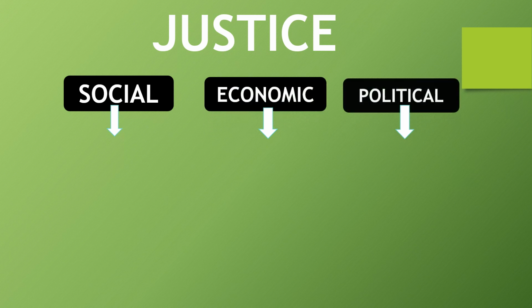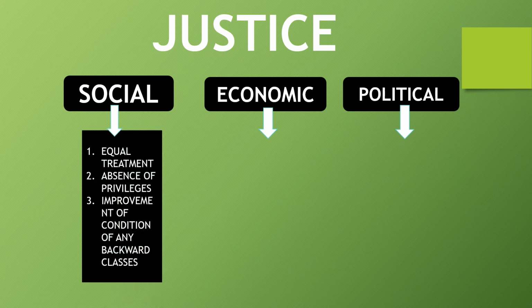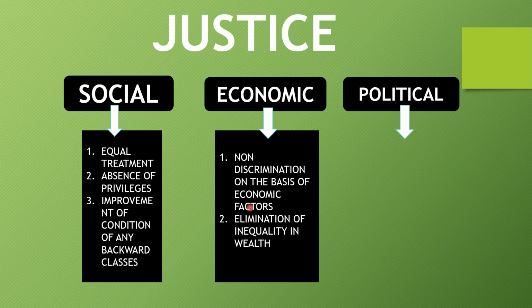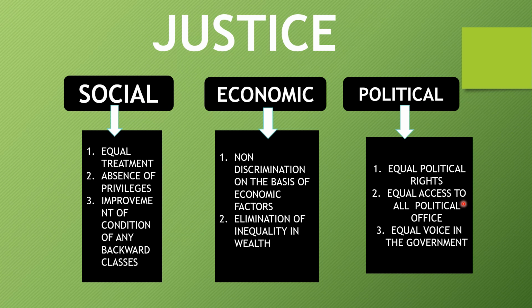Now another keyword is justice, and our Preamble mentions social justice, economic justice and political justice. Now let me explain what is social justice. Social justice means equal treatment of everyone, absence of any privileges and improvement of the condition of backward classes. And economic justice is non-discrimination on the basis of economic factors and elimination of inequality in wealth. And political justice is equal political rights, equal access to all political offices and equal voice in the government.